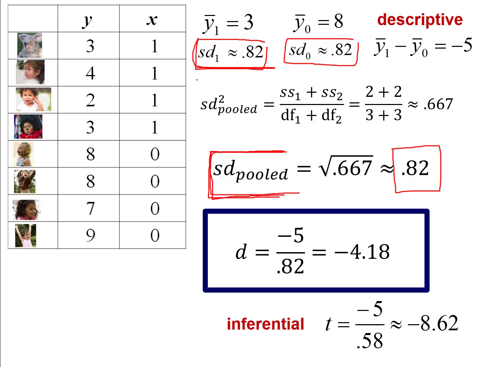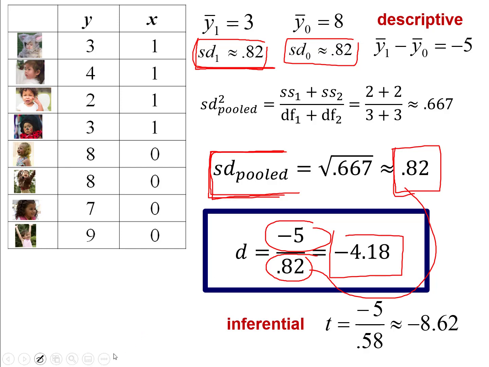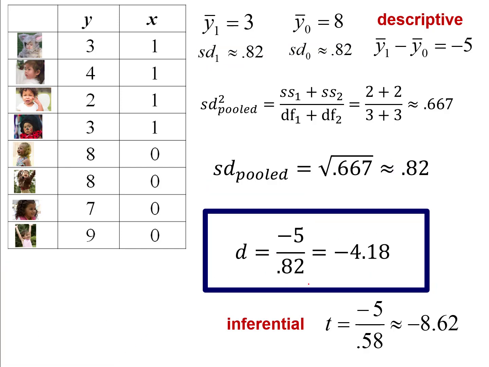So now that we have our pooled standard deviation, we can plug that into our D formula and take the difference between two groups divided by our pooled standard deviation to get our D statistic. So in this example, our D statistic turns out to be negative 4.18. Now, notably, this negative sign is somewhat arbitrary, because a D statistic of negative 4.18 is the exact same magnitude of effect as a D statistic of positive 4.18. The negative sign just has to do with which group you happen to put first and which group you happen to put second.